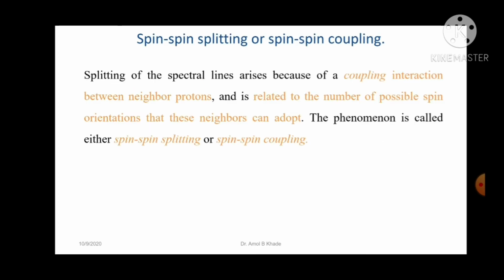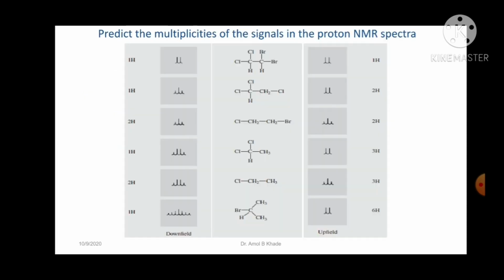So if we want to define spin-spin splitting, which is also called spin-spin coupling, it is basically a splitting of spectral lines that usually arises because of coupling interaction between neighboring protons, and that is related to the number of possible spin orientations that these neighboring protons can adopt. So this phenomenon we usually refer to as spin-spin splitting or spin-spin coupling. These are synonyms, and this is very important in finding the structure of a particular compound.